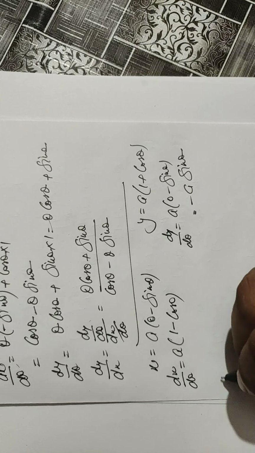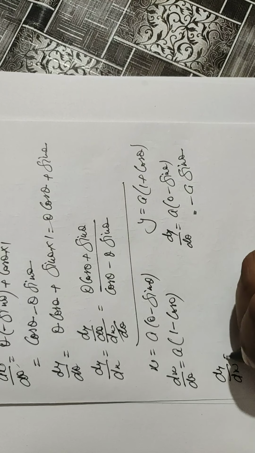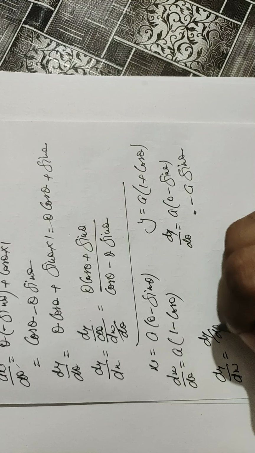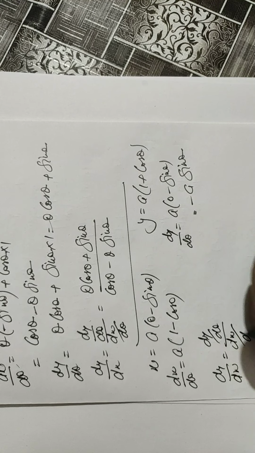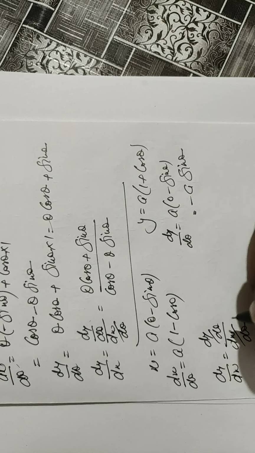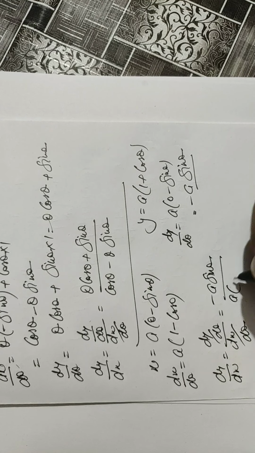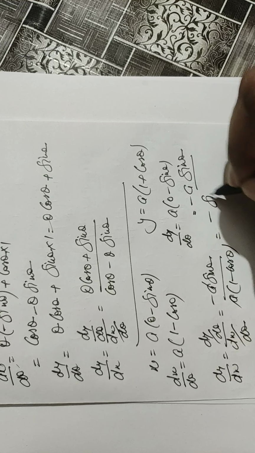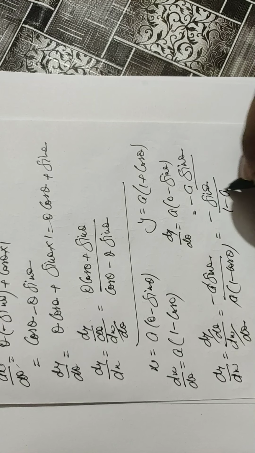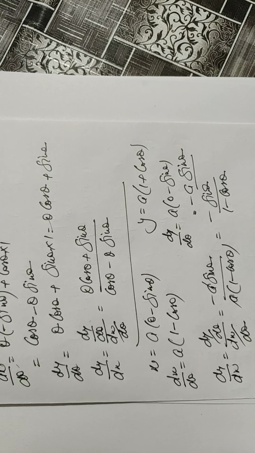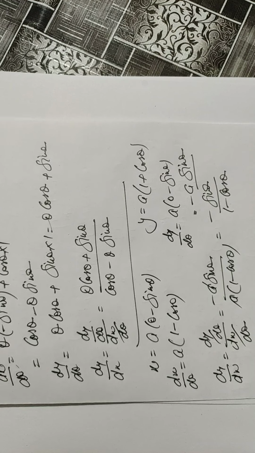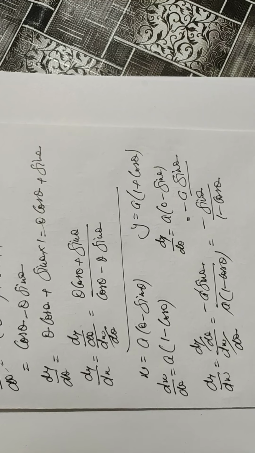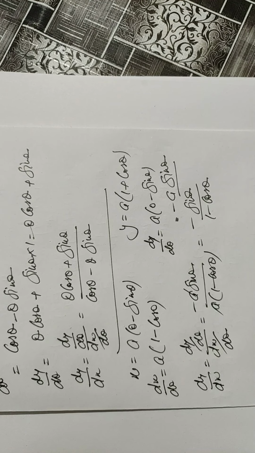So the value of dy by dx becomes, same here, dy by d theta divided by dx by d theta. The value of dy by d theta from here is minus a sin theta, and the value of dx by d theta becomes here a (1 minus cos theta). a cancels out, so overall it becomes minus sin theta by 1 minus cos theta. This is one of the forms of the answer. We can also convert it into another form by using identities, but there is no need.